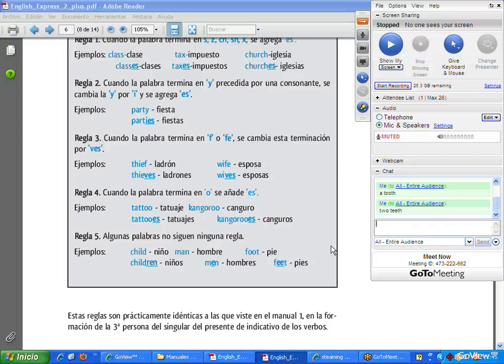Okay, these rules, as it says, these rules are practically identical to the rules that you've seen in the first lesson. The formation of the third person singular. Okay? It's exactly the same. Let's go to the next page.